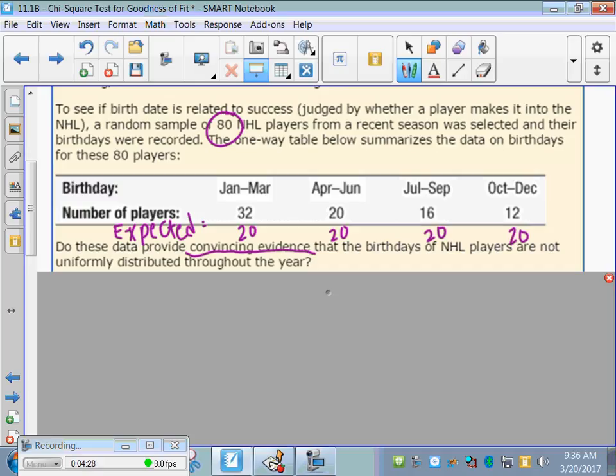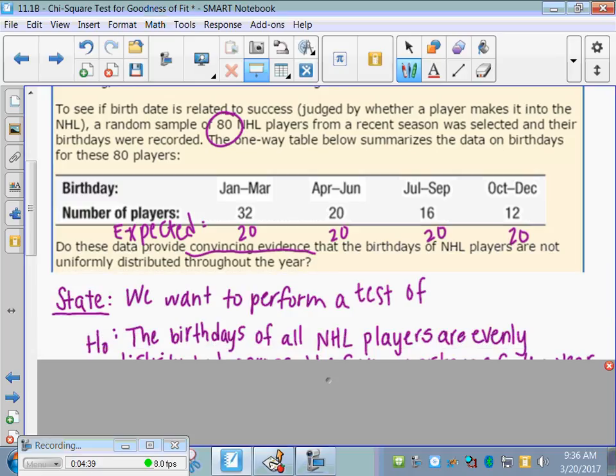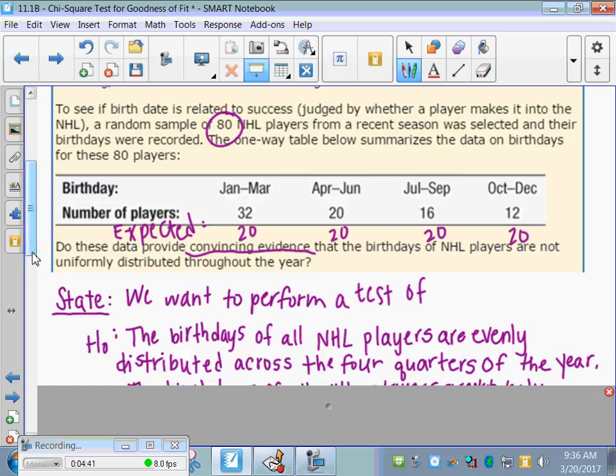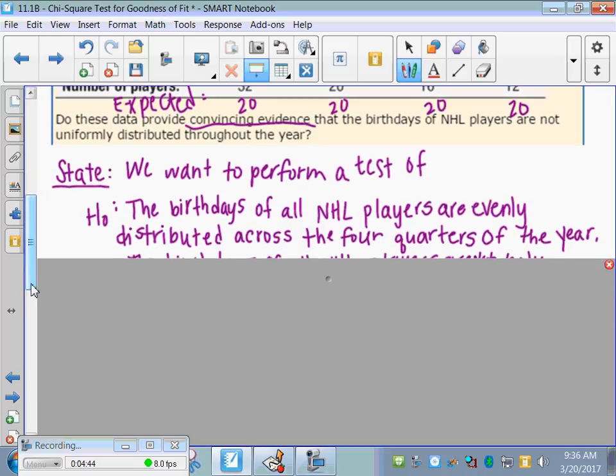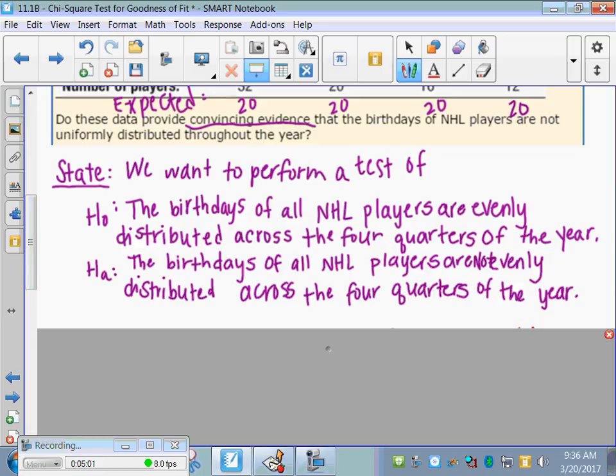That it is true. What do we mean by true, though? Yes, we're looking for all equal, that the distribution is equal, all right? So the null hypothesis would be the birthdays of all NHL players are evenly distributed across the 4 quarters of the year, all right? And so the alternate hypothesis, just a guess, Donovan, what do you think the alternate is? Yeah, they're not evenly distributed, right? The birthdays of all NHL players are not evenly distributed across the 4 quarters of the year. Exact same thing, but not evenly distributed, okay?